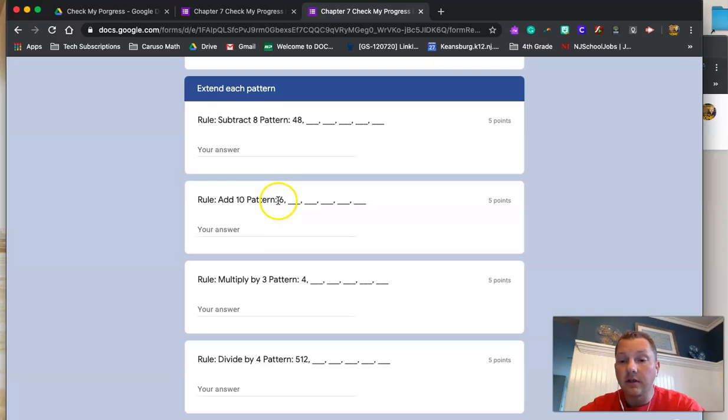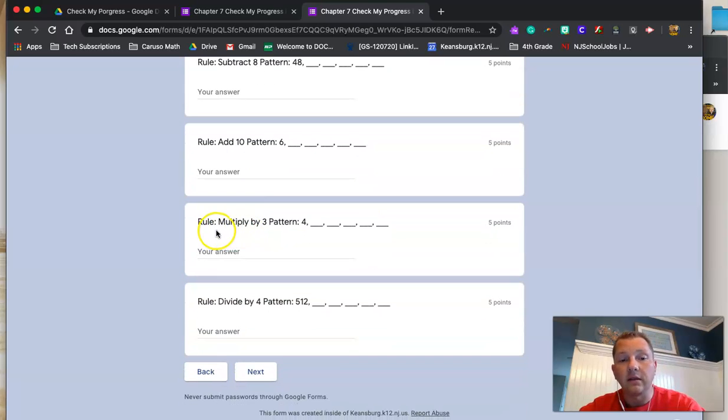The pattern starts at 6. What are the next 4 terms? Second to last, multiply by 3. The pattern starts at 4. What are the next 4 terms? And then the last one, divide by 4. The pattern starts at 512.